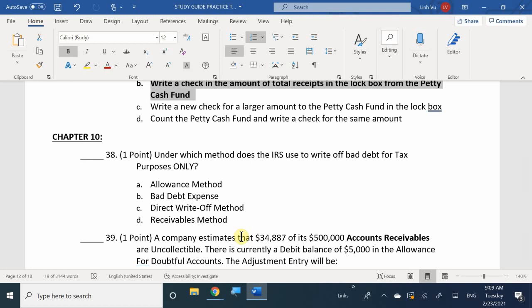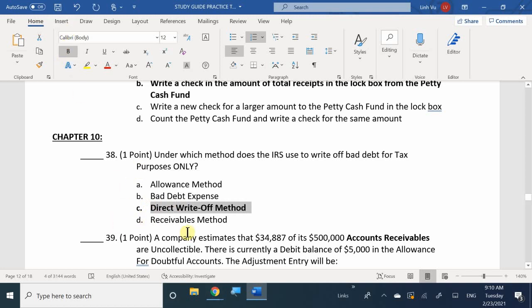Okay, so number 38. Under which method does the IRS use the write off for bad debt for tax purposes only? C, direct write-off method. That's correct. Good.